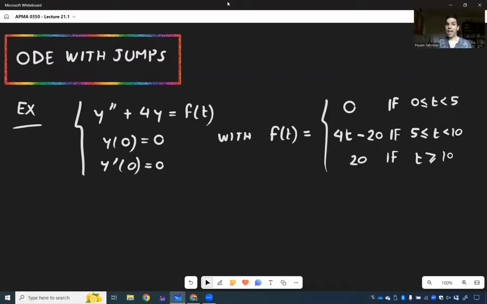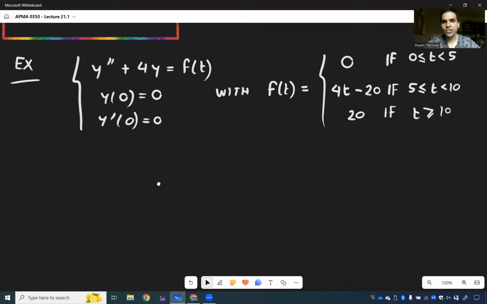Okay, let's apply everything that we learned about the Laplace transform to solve ODEs with jumps. In particular, let's try to solve the following monster: y double prime plus 4y equals f of t with 0 initial conditions, where f is the following piecewise defined function.